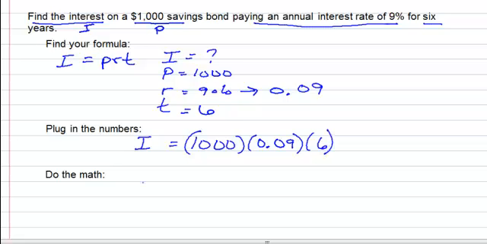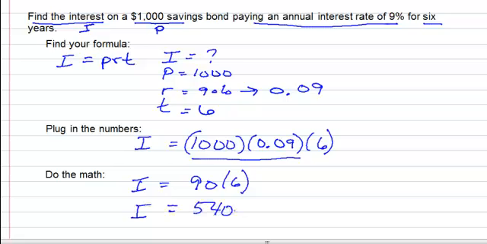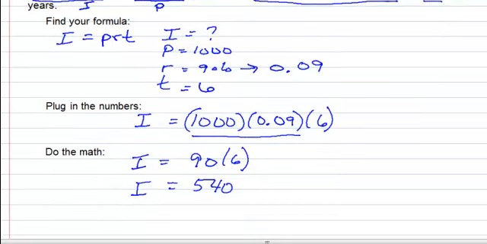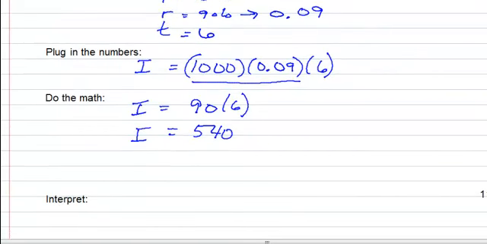And now we just do that math. And of course, hopefully we can see that all we're going to be doing is multiplication. So I'm just going to go ahead and use order of operations and go right in order. When we multiply these first two factors, we get 90. And then we multiply the next two, get 540. And our last step is always to figure out what that means. And what that meant for us is that the interest that we got was $540.